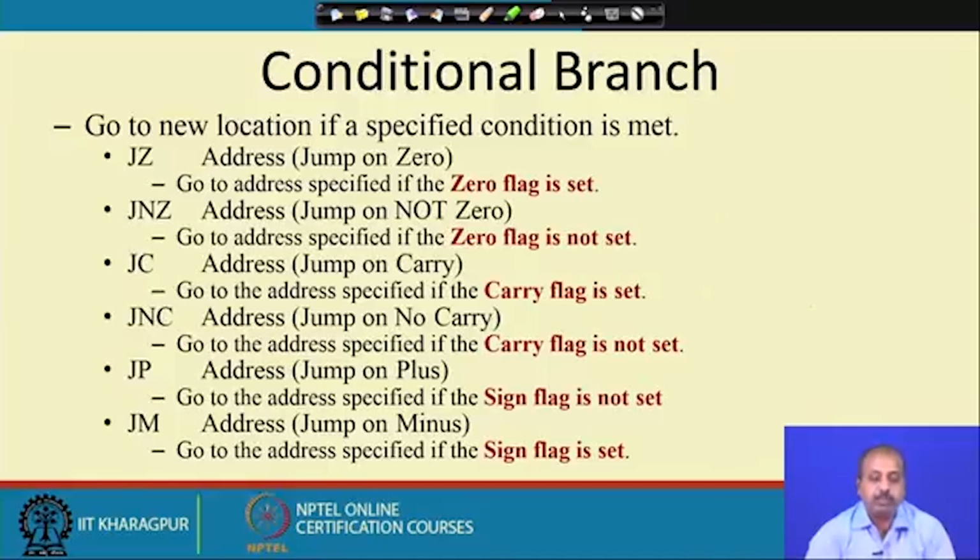Then jump on carry. If the previous operation had generated a carry, then this JC address will be jumping to the new address specified in this instruction. JNC is jump on no carry, then JP is jump on positive. If the sign flag is not set, then the result was positive. So, we have got the JP instruction for jumping on the result being positive, and JM is jump on minus. If the previous operation resulted in the sign flag being set, the result was negative, then this JM address will jump to the new address. This way we can have these conditional branch instructions in 8085.